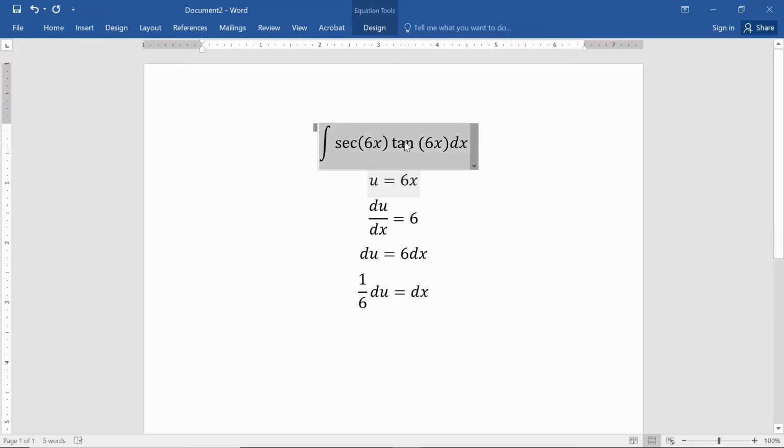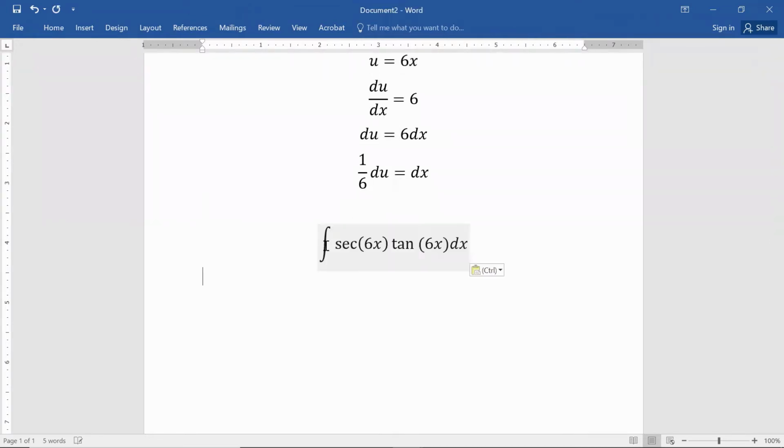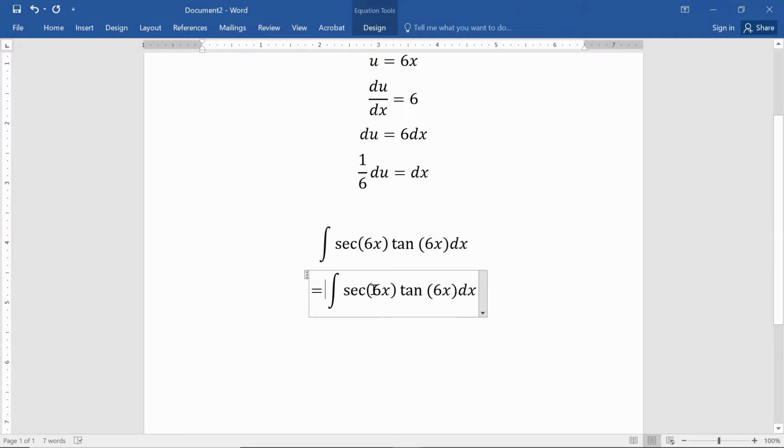In this situation, there's actually nothing to rewrite or redo in terms of how I'm going to be doing my substitution. Each 6x is replaced with a u. The dx is replaced with a 1/6 du. I'm going to put the 1/6 out front. In fact, I'm going to pull the 1/6 out in front of my entire integration symbol.